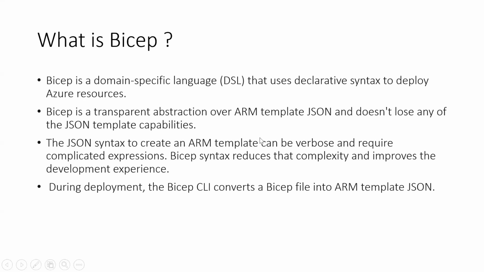Okay, so Bicep is again on top of ARM templates only. When you create a Bicep file and deploy it, under the hood it will be converted to an ARM template and it will go to your Resource Manager. The JSON syntax to create ARM templates can be verbose, as in when you look at an ARM template, you will have too many lines of code where you have to follow the proper syntax, the curly braces, and to form an array you have to have the brackets and all that.